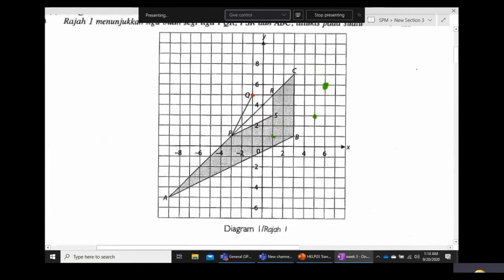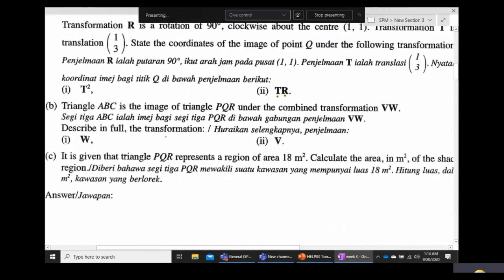ABC is the image of triangle PQR. The big one is the image of this. So from PQR, you need to change from here to here, reflection. From reflection, you have to do enlargement. So W is reflection, V is enlargement.